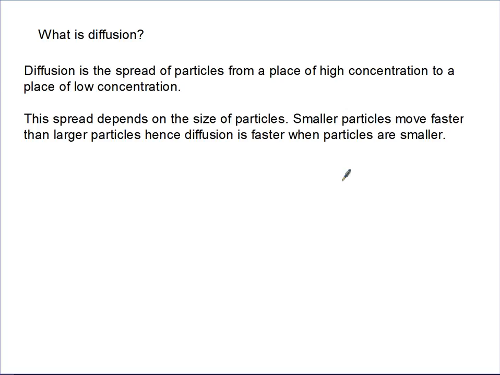Now, how fast the spread will move depends on the size of the particles. If the particles are very large, they are going to move very slowly. But if the particles are very, very small, they are going to move very, very fast, extremely fast. So diffusion is the spread, but the particle size also determines how fast the spread is going to take place.